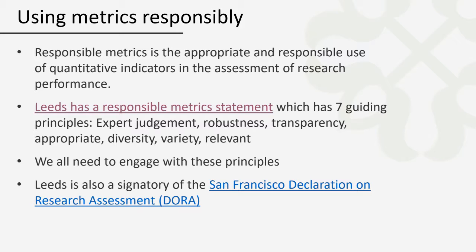And at all times, journals and publishers and producers of metrics are trying to balance this desire to be able to quantify and to make judgments using quantitative data, but also try to eradicate the kind of bias and any kind of game playing that can be introduced. So Leeds has a responsible metrics statement, which has 7 guiding principles, because metrics can be used for lots of different reasons and not always for good.